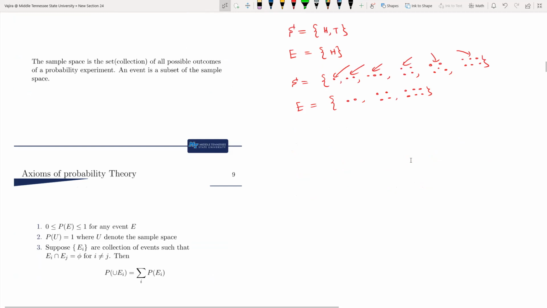Axioms of probability theory. The first one is that the probability of any event should be between 0 and 1. Second, the probability of the sample space, here I use U, or sometimes you will see S, needs to be 1 because something in that sample space needs to happen. Now, if you have a collection of events which are mutually disjoint, we will discuss what that means, then you can calculate the probability of the union of those events as the sum of the probabilities of the individual events. So this is called the axioms of probability theory.